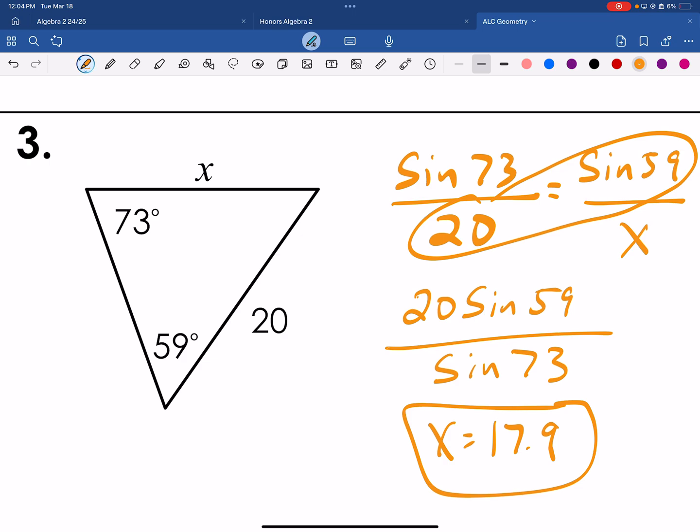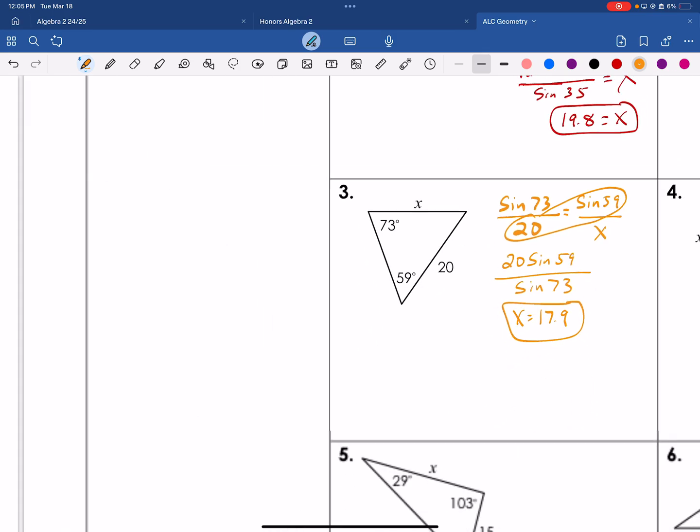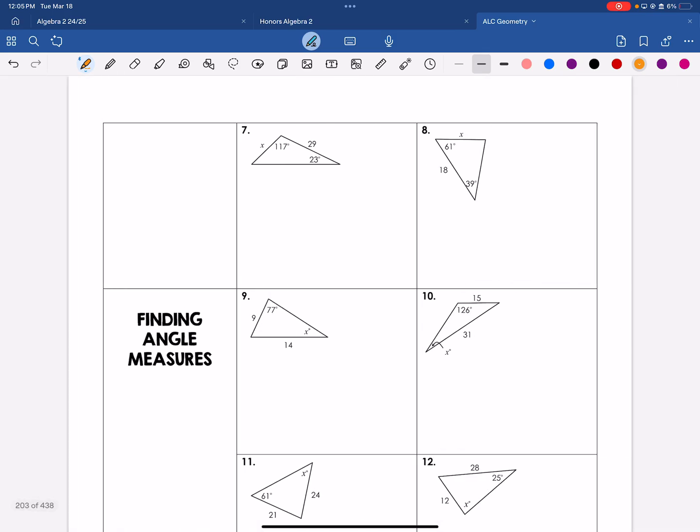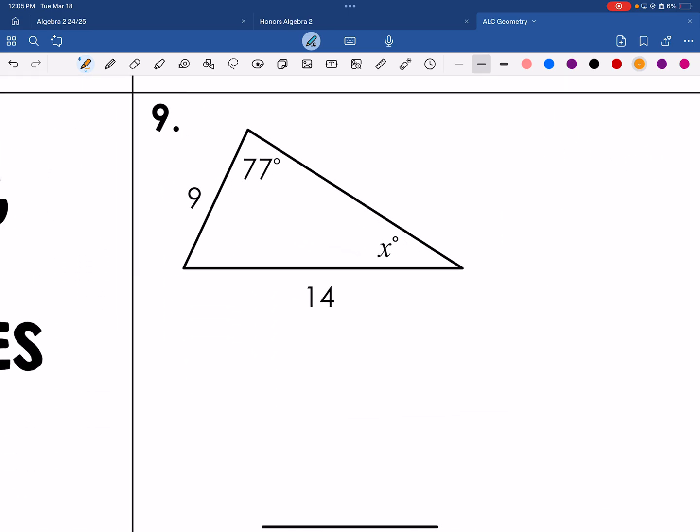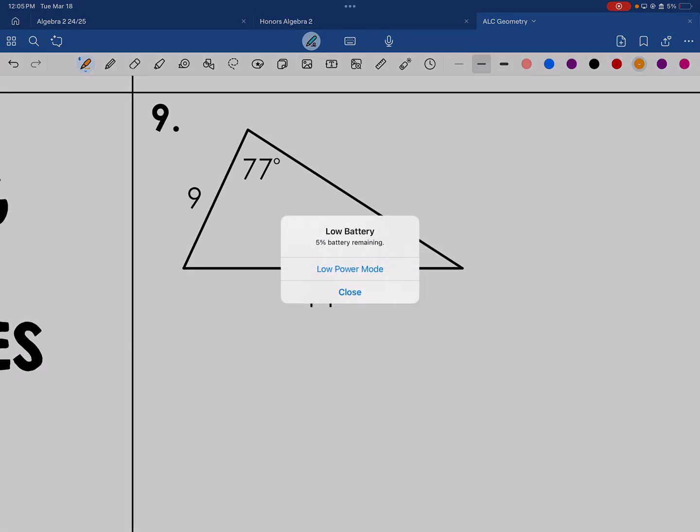Any questions on how you find missing sides? It's not so bad, right? And the ratio is always the same. Now, it's not just finding sides. We can also find measures of angles, doing the same thing. And really, for the most part, it's the same thing as far as setting up the proportion. You're looking for the angle and the side opposite it. But this time, our unknown is going to be our top number.